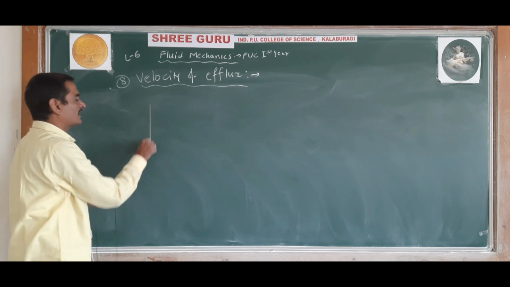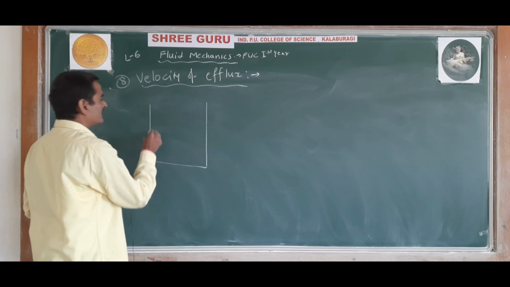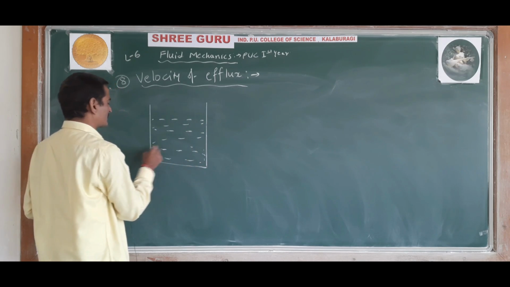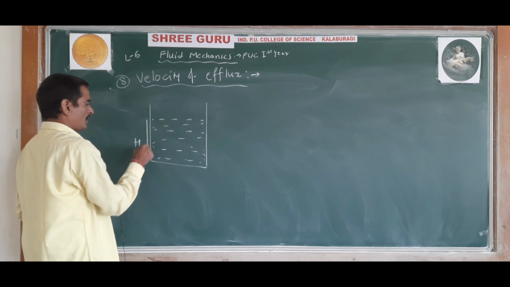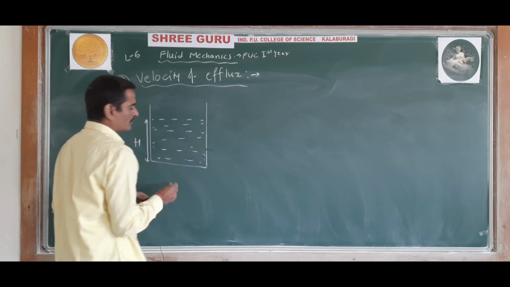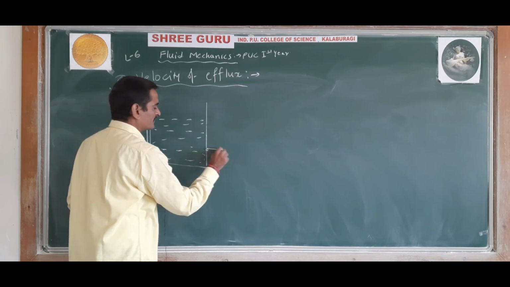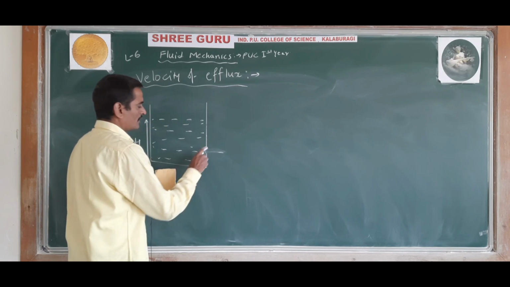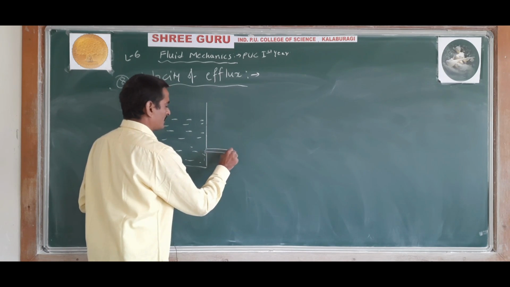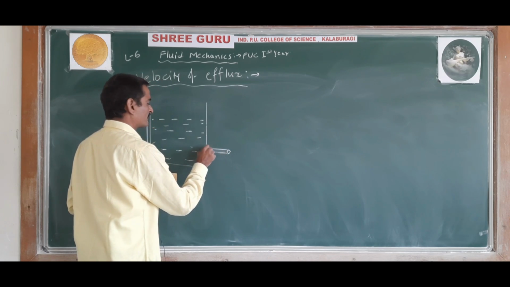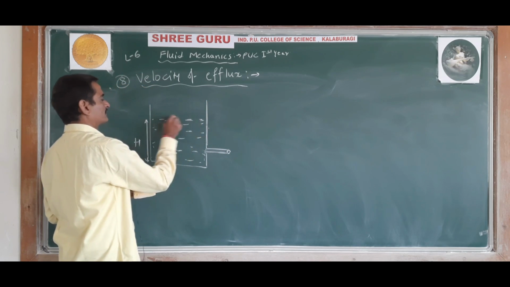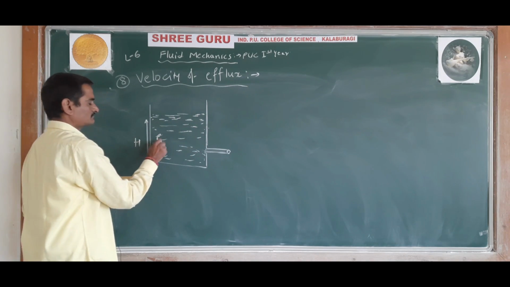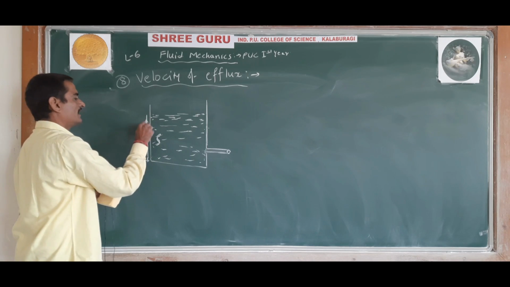So now a container is there. In this container, the liquid is filled up to a height capital H from the ground. A small orifice, a small hole, is made at the lower end, below the free surface of water. So this is water or liquid of density rho, filled up to a height capital H.